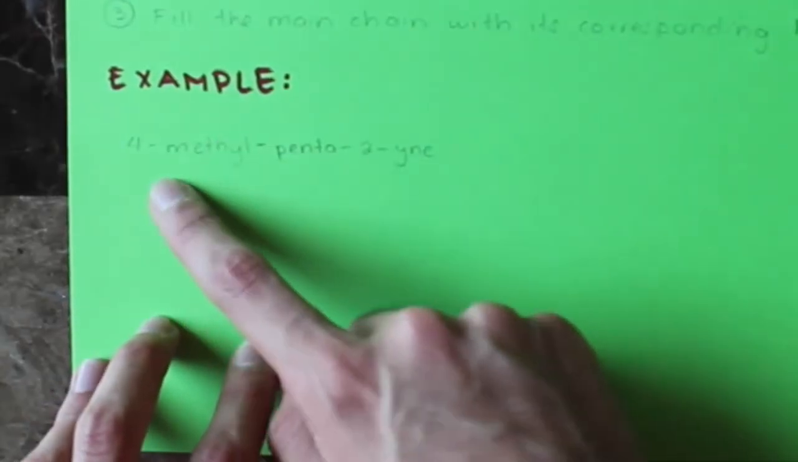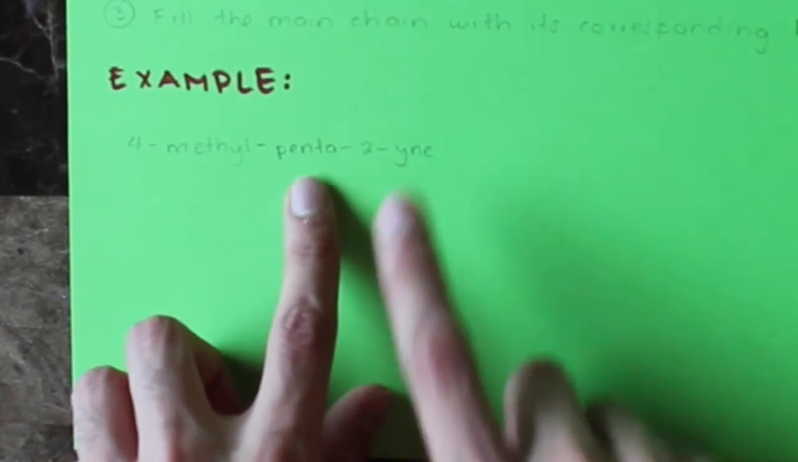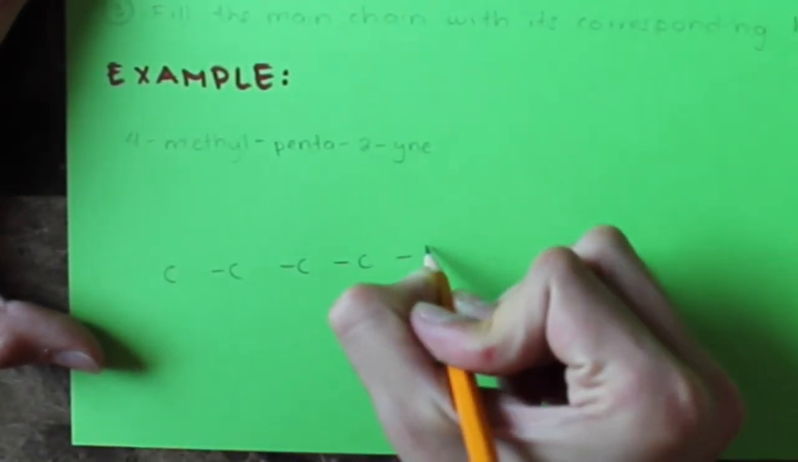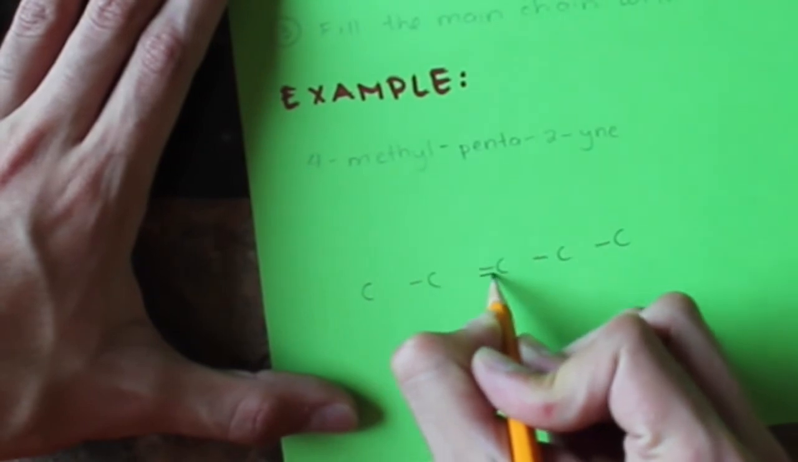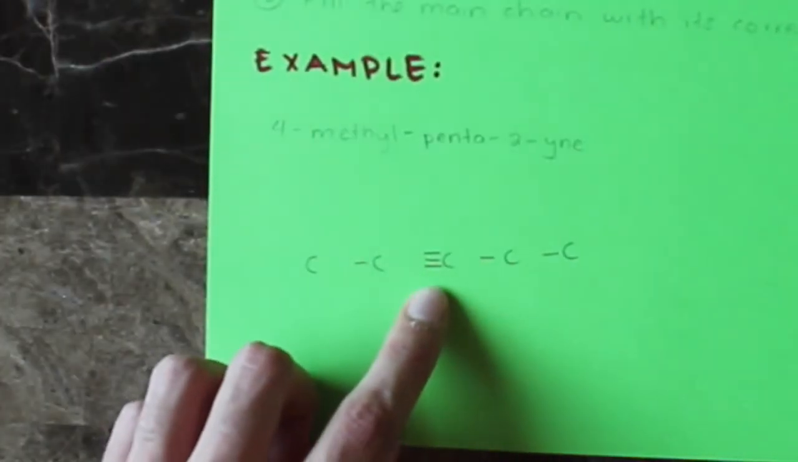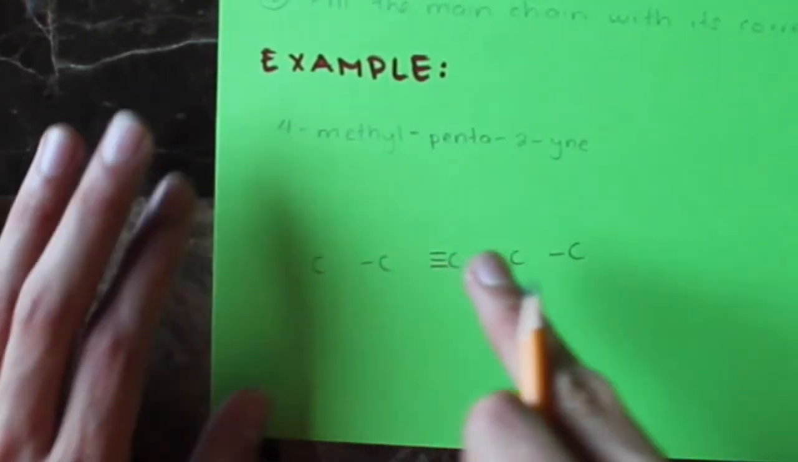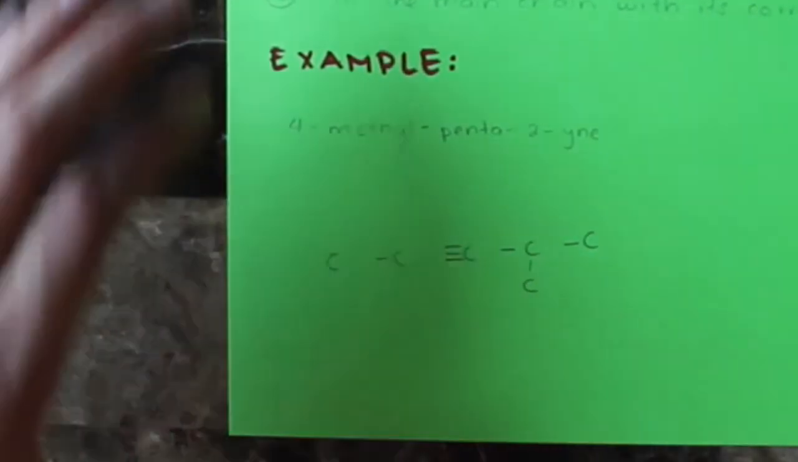Now I have here an example that says 4 methyl pent 2 yne. So as here it says pent, we know that there are 5 carbons. Now, thanks to this number, we know that the triple bond is in our second carbon. So 1, 2, here and here. Then our branch is a methyl in the fourth carbon. 1, 2, 3, and 4. Here is a methyl. Now we just have to fill with hydrogen atoms.